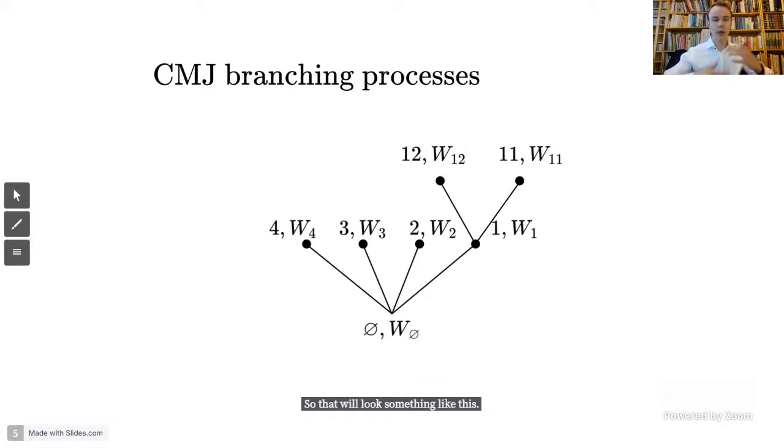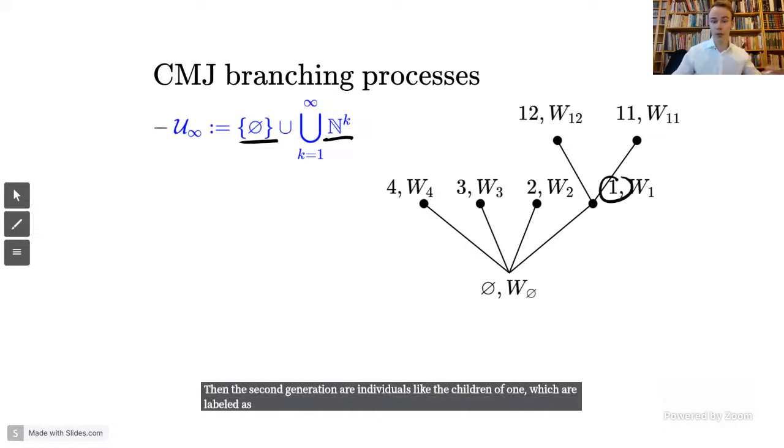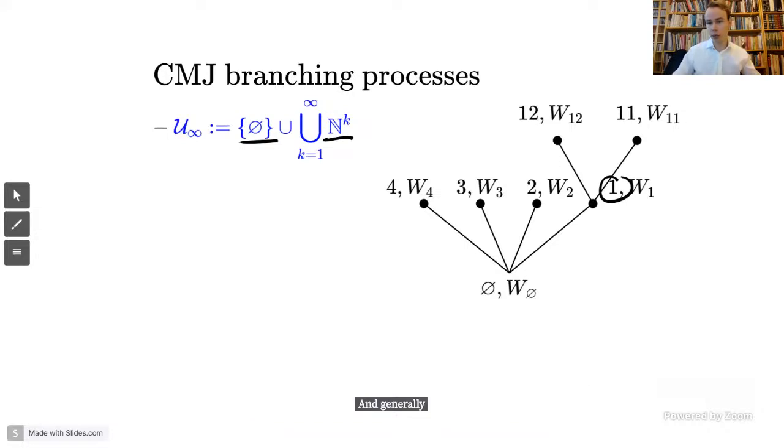Okay, so to be able to continue from here, I need to introduce a little bit of notation, so bear with me. These trees we will label according to the so-called Ulam-Harris tree, meaning that we have this root individual here, and then N to the k denotes all individuals in the kth generation. So the individuals in the first generation are the children of the root, which are labeled by 1, 2, 3, etc. Then the second generation are individuals like the children of 1, which are labeled as 1, 1, 1, 2, etc. And generally, any individual U will have children U1, U2, U3, and so forth.